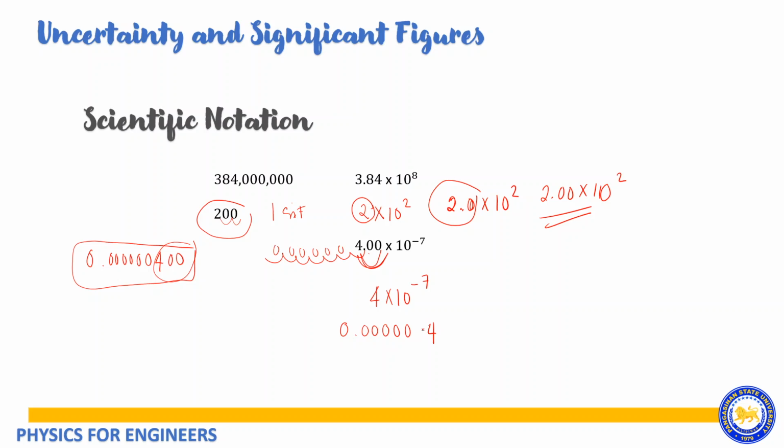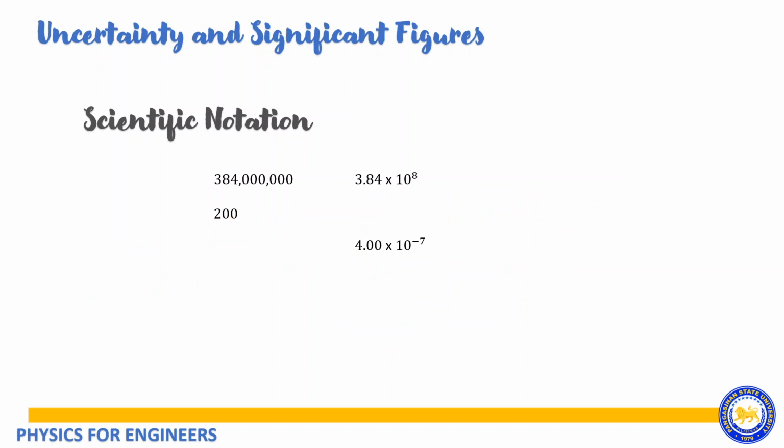Ganyan lang kapag 1 significant figure. Magkaiba ito sa isa in terms of significant figures and accuracy. Pareho lang ang value, pero ang uncertainty or accuracy nila ay magkaiba. Okay? So, next.